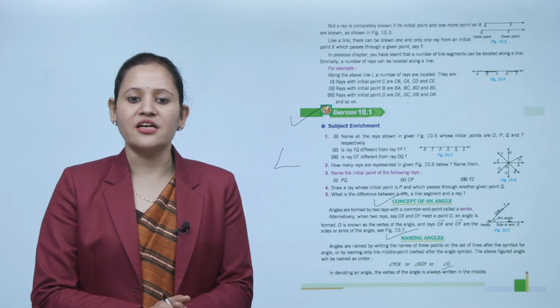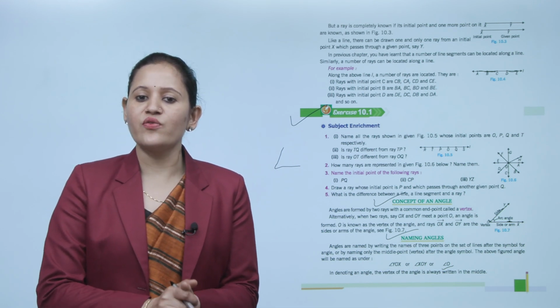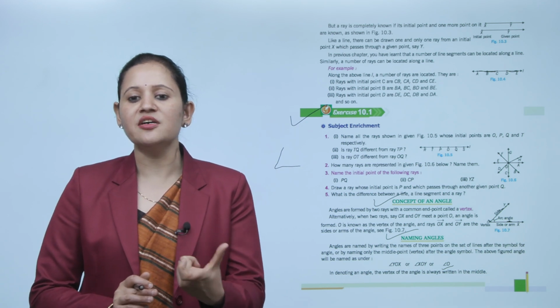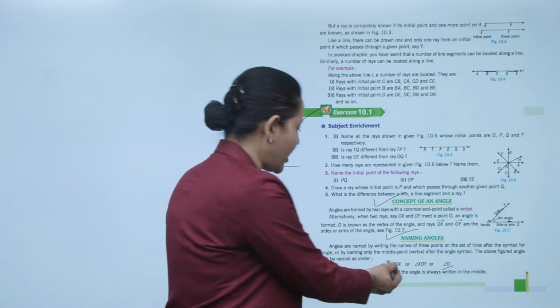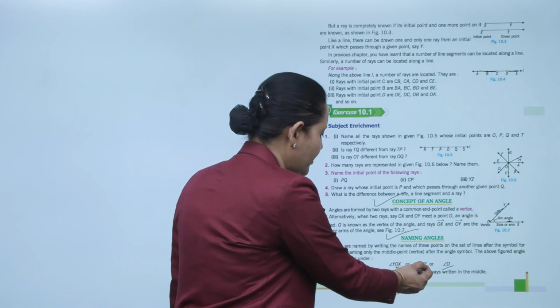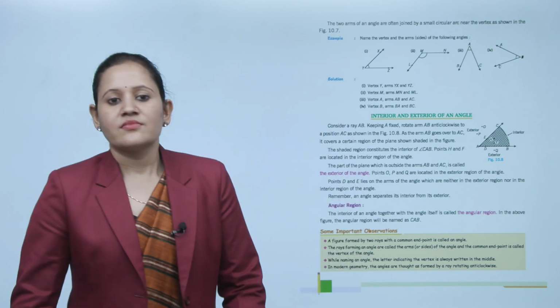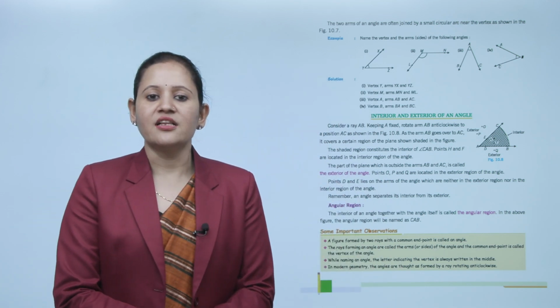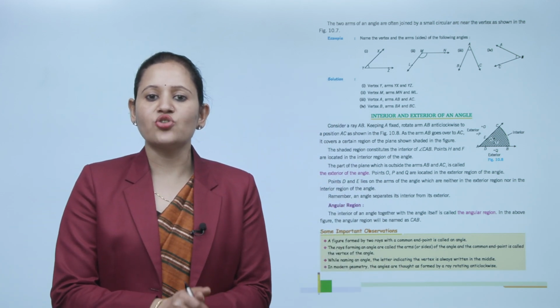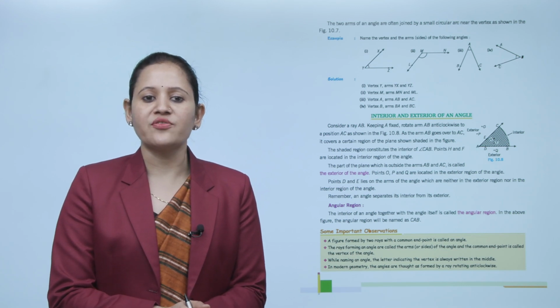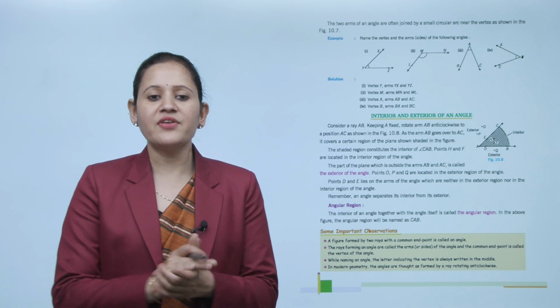In denoting an angle, the vertex of the angle is always written in the middle. The vertex will always be written in the middle, like YOX. The two arms of an angle are often joined by a small circular arc near the vertex as shown in figure 10.7. Now we'll take an example.